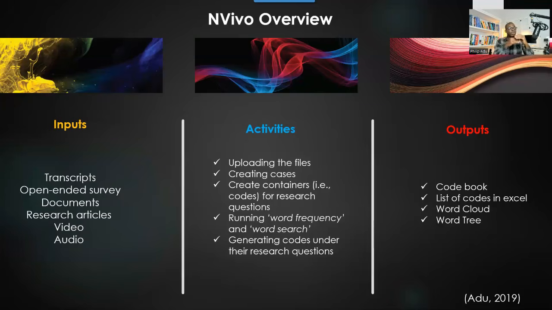So first you have to create containers or a code or a parent code for each of your research questions. You could also run word frequency and word search. I'll show you how to do it in my second video. So the next one is generating codes under each of the research questions. So this means that you go through the transcript, identify significant information, generate codes, and put them under each of the research questions. After that, you can also come up with themes. So I'll show you all about how to do it. So this is just a big picture to show you what NVivo does. So the next one, you can generate a code book.